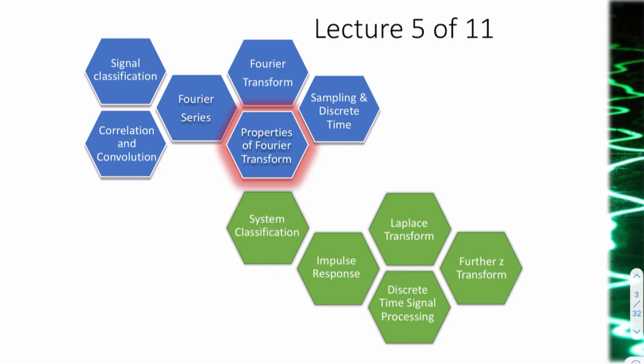So the Fourier series was how to represent a periodic signal in the frequency domain. We then introduced the Fourier transform, which allowed us to represent an arbitrary signal, so not necessarily a periodic signal. Any signal can be represented in the frequency domain using the Fourier transform.